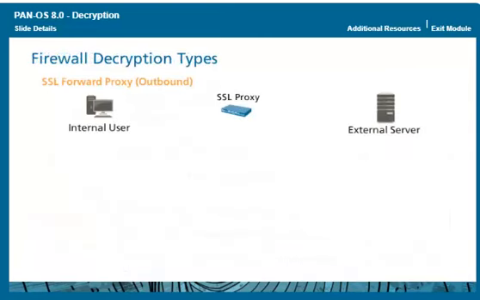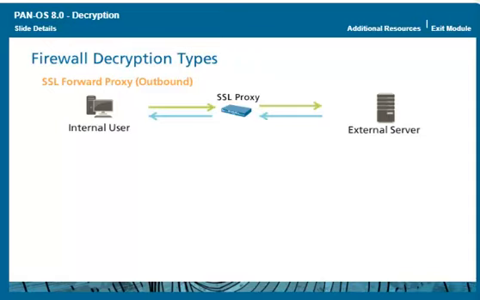You can configure SSL forward proxy decryption on the firewall, which decrypts SSL traffic between an internal host and an external web server. In this configuration, the firewall acts as an SSL proxy. With SSL forward proxy, a connection is formed between an internal user and the firewall, while a separate but related SSL connection is formed between the firewall and the external web server.